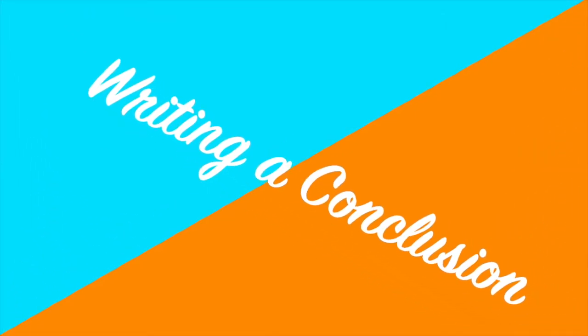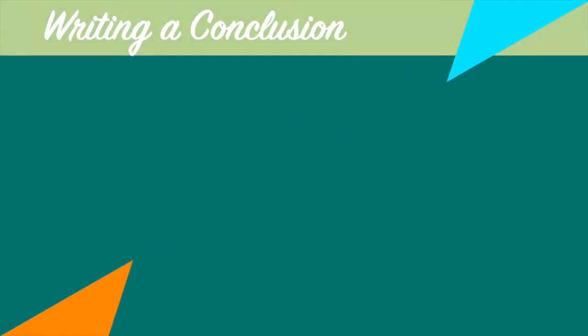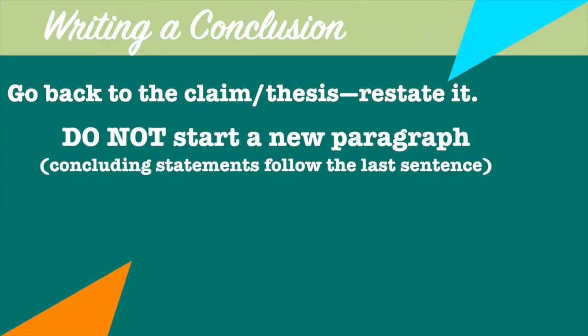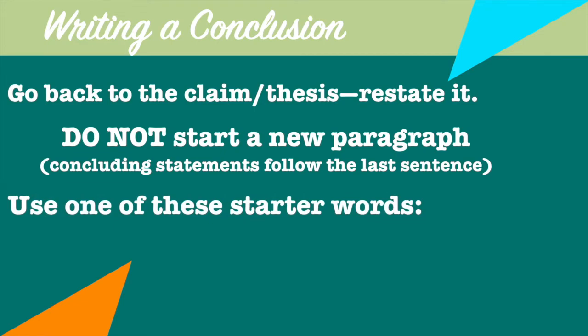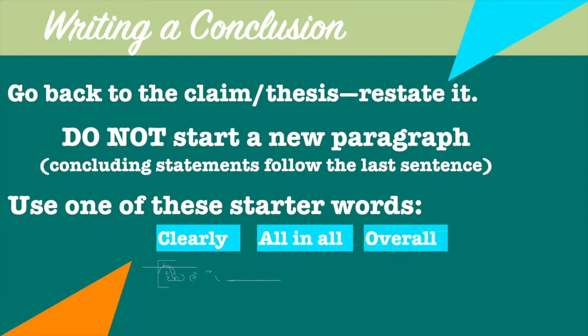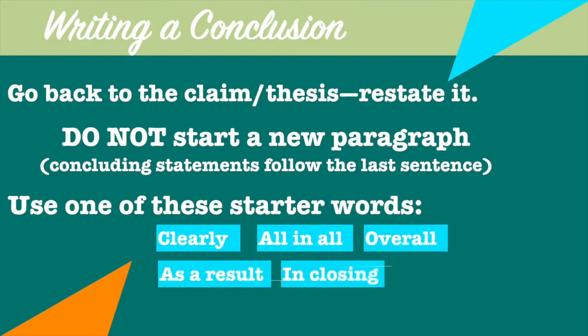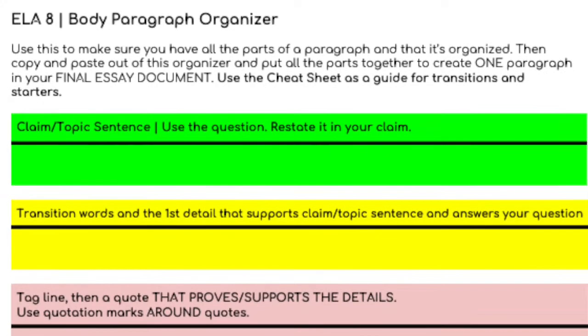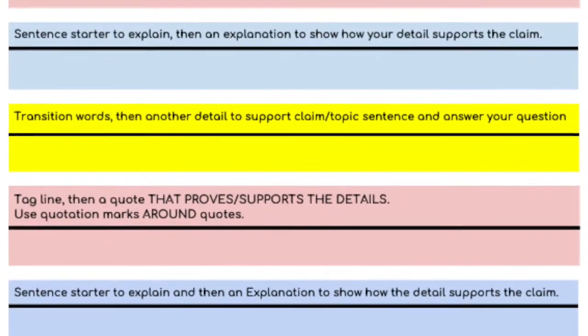Finally, let's look at writing a conclusion. When you write your conclusion sentence, start by going back to the claim or thesis. You're going to restate it. Make sure you don't start a new paragraph for your conclusion sentence. It should follow the last sentence of your paragraph. Your concluding sentence should start with one of these starter words. After you're done, you'll put this all together to create your body paragraph.